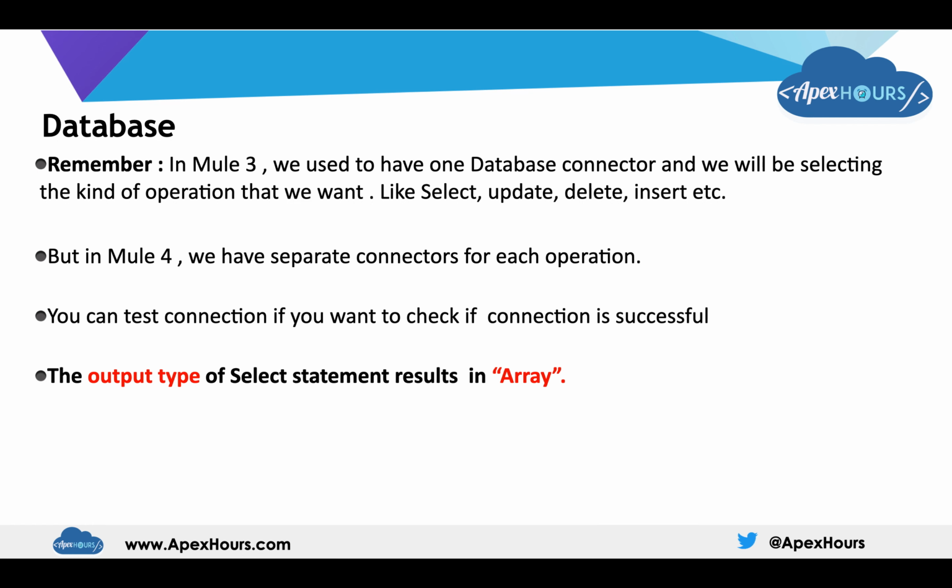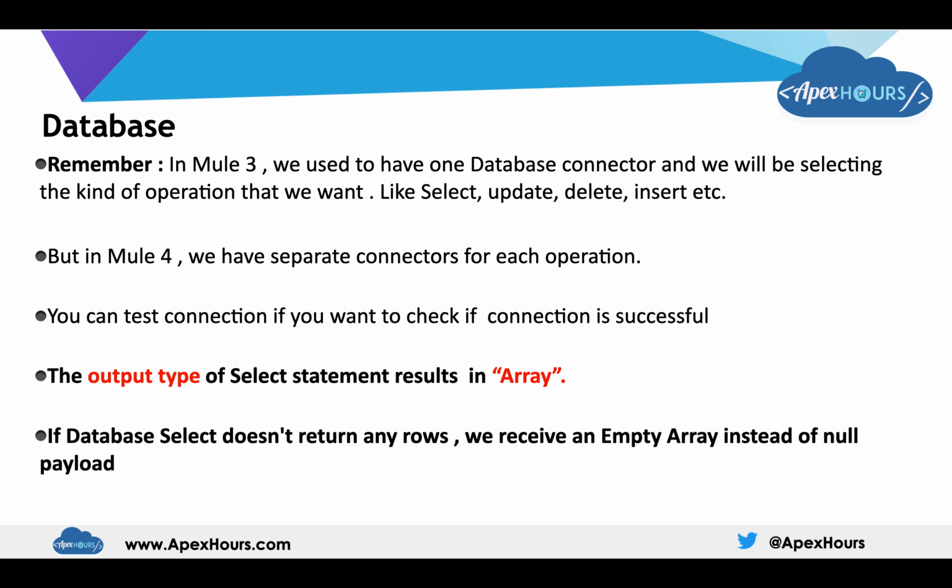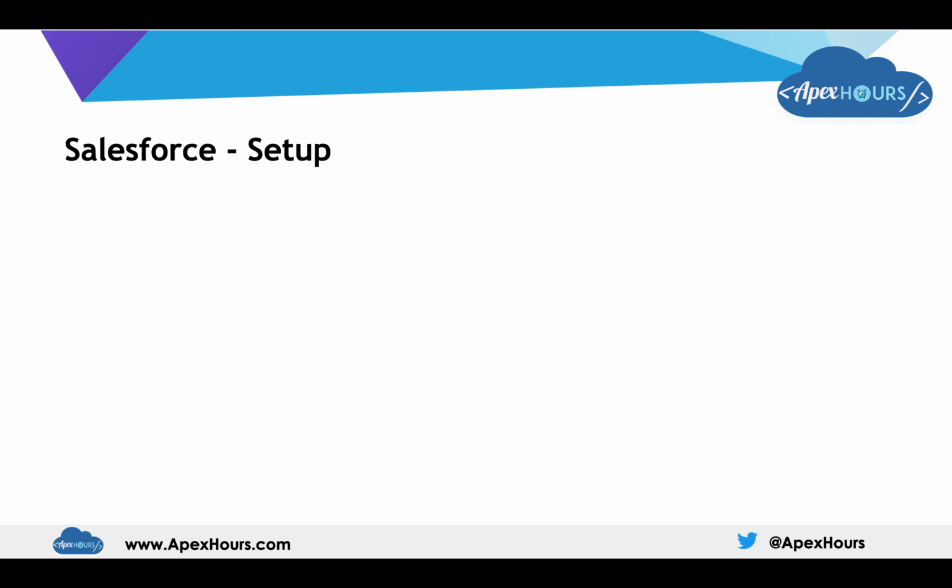Okay, the output type of a select statement results in an array. I will show you in our debugging session, but keep this in mind, they might ask you in the certification. If a database select does not return any rows, we will receive an empty array instead of a null payload. If you're doing select star from some table where id equals 2, and there are no rows returned, it is always an empty array. It is never a null payload. So whenever you are doing validation checks, you should not go with is not null. You should go with is empty or something like that. Okay, so let's go with the hands-on session.